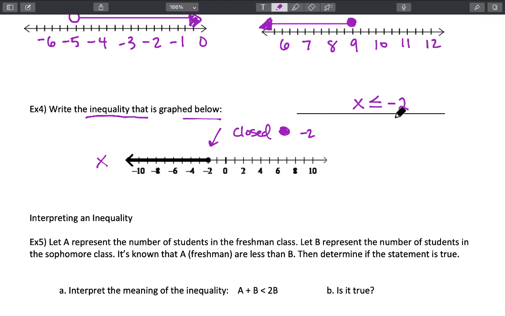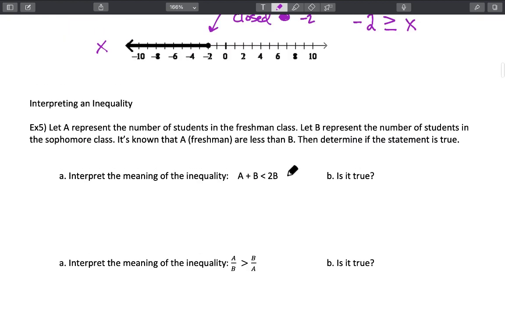Now, that's if we write the variable on the left. We could also write our number on the left. -2 is greater than or equal to x. These two inequalities represent the same thing, and we can see that they're both true. This is also all x's less than or equal to -2.